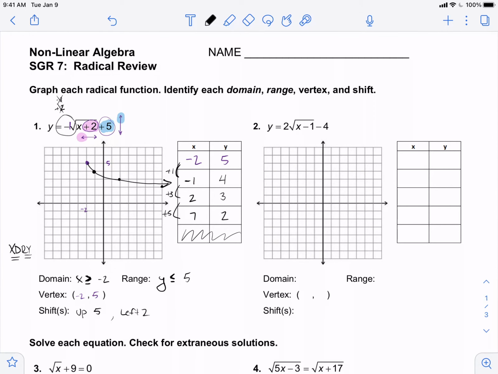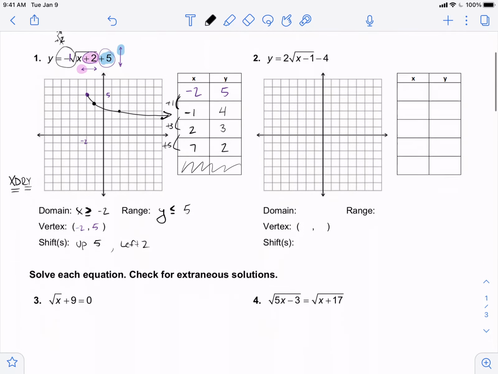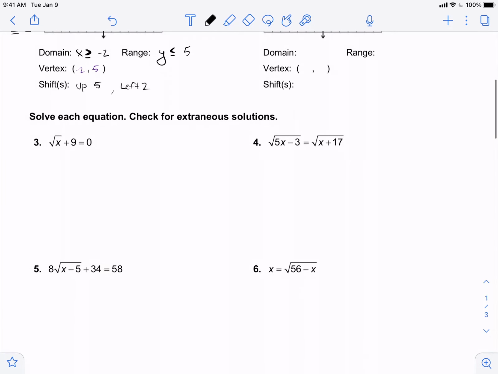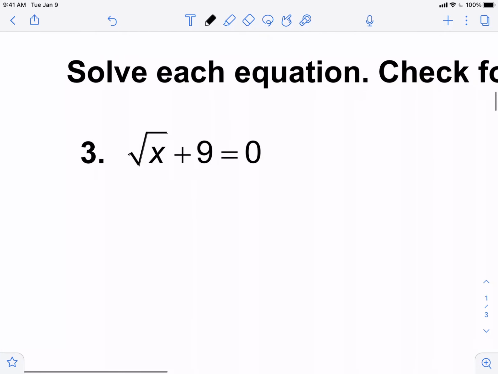The second one, I'm guessing you guys can do probably even a little quicker than we did the first one. So carry on and do that. Let's look at another set of problems here for a second. First one I want to look at here is problem number 3.